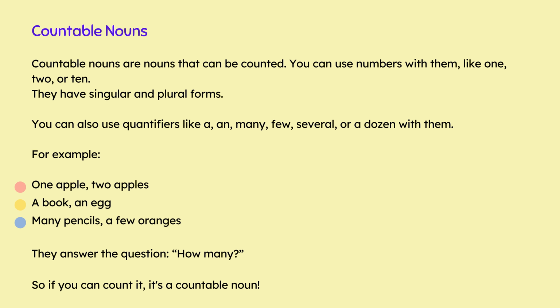Countable nouns are nouns that can be counted. You can use numbers with them, like 1, 2, or 10. They have singular and plural forms. You can also use quantifiers like a, an, many, few, several, or a dozen with them. For example, 1 apple, 2 apples, a book, an egg, many pencils, a few oranges. They answer the question, how many? So if you can count it, it's a countable noun.